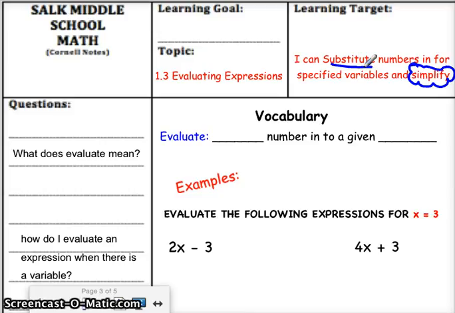So evaluate. When I say to evaluate this expression, it means plug the number in for a given variable. That's all. It means you substitute. Substitute is plugging. If I get a substitute teacher, I get out of the classroom, that teacher comes in. Same situation. If I'm substituting a number for a variable, the variable leaves, the substitute comes in. Okay?